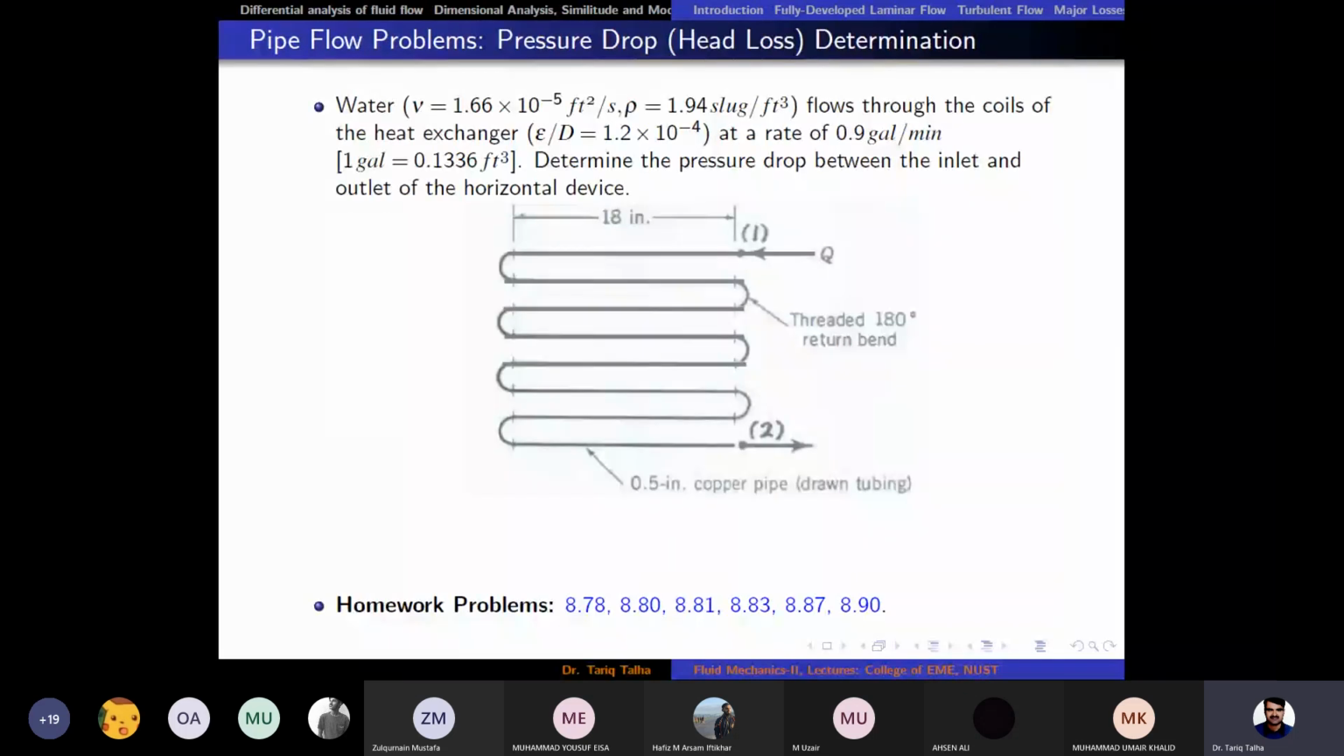So now the next problem is that water is flowing through the coils of the heat exchanger. Epsilon upon D value is given as 1.2 into 10 to the power minus 4, and it is flowing at a rate of 0.9 gallons per minute. 1 gallon is equal to 0.1336 feet cube. Determine the pressure drop between the inlet and outlet of the horizontal device, the heat exchanger.